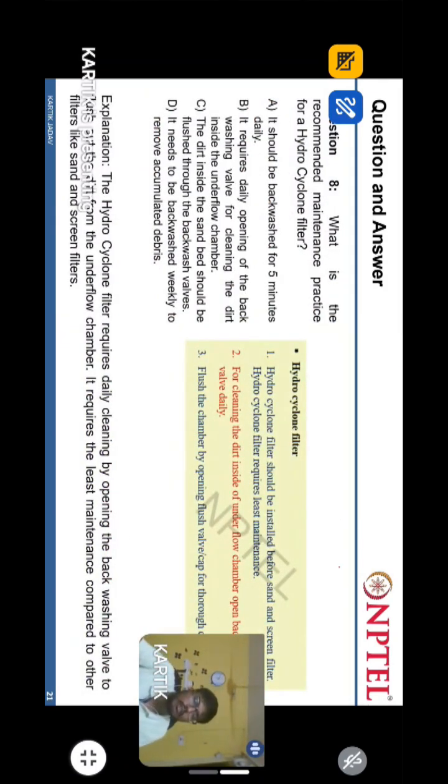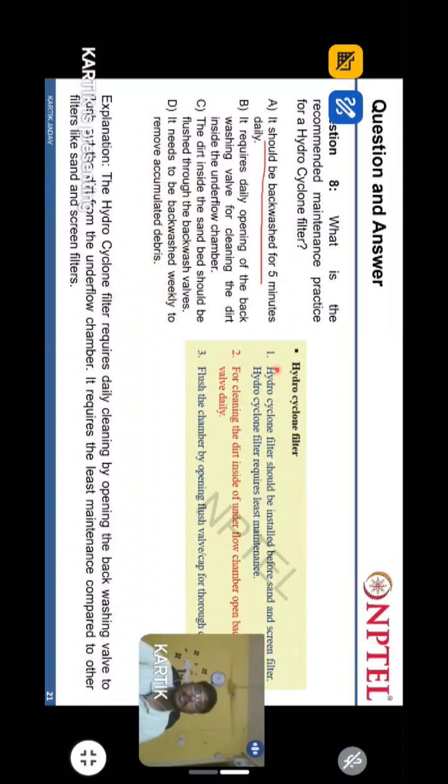Next question. Question number 8. What is the recommended maintenance practice for the hydrocyclone filter? Option A says it should be backwashed for 5 minutes daily. Option B, it requires daily opening of the backwashing valve for cleaning the dirt inside the underflow chamber. Option C, dirt inside the sand bed should be flushed through the backwash valve. And the final option, it needs to be backwashed weekly to remove accumulated debris.